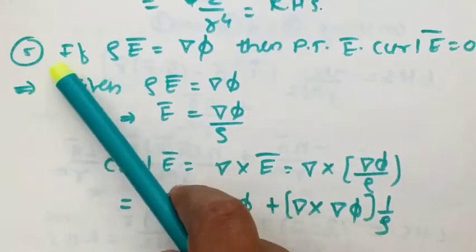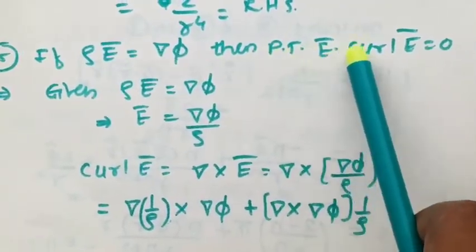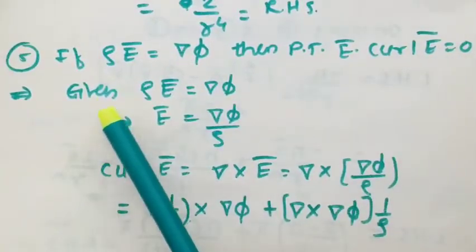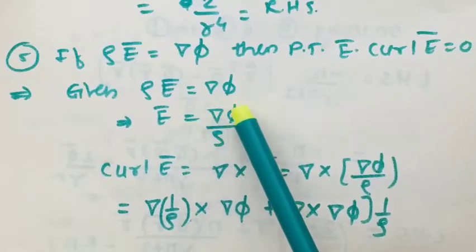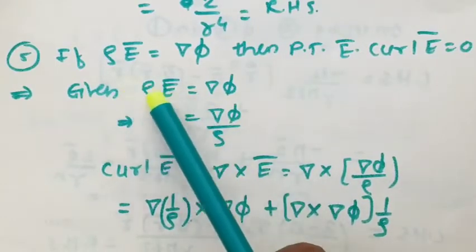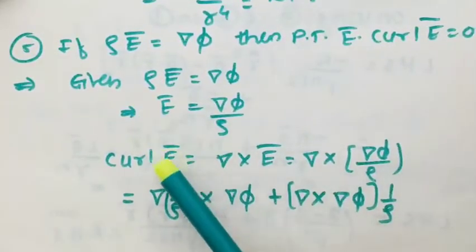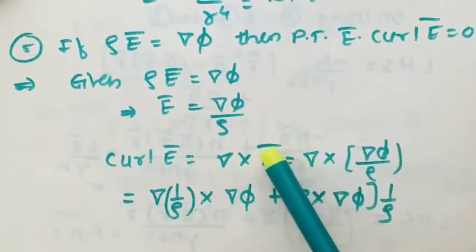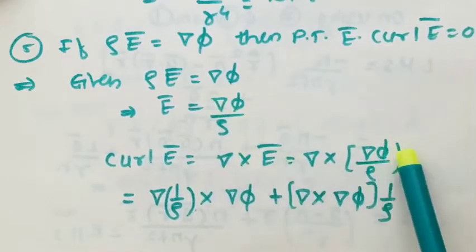The next problem is: if rho into E bar equal to del phi, then prove that E bar dot curl of E bar equal to 0. Okay. Now given rho into E bar is equal to del phi, so E bar can be written as del phi by rho just by taking cross multiplication. Now let us calculate curl of E bar. Curl of E bar is what? Del cross E bar. Del cross E bar is the curl of E bar. Now substitute the value of E bar, which is del phi by rho.